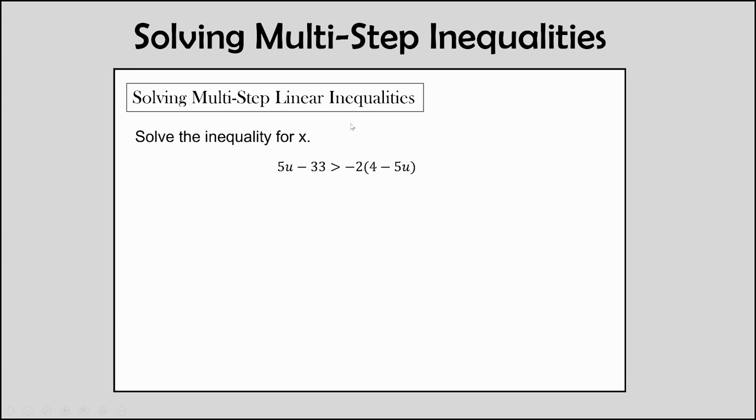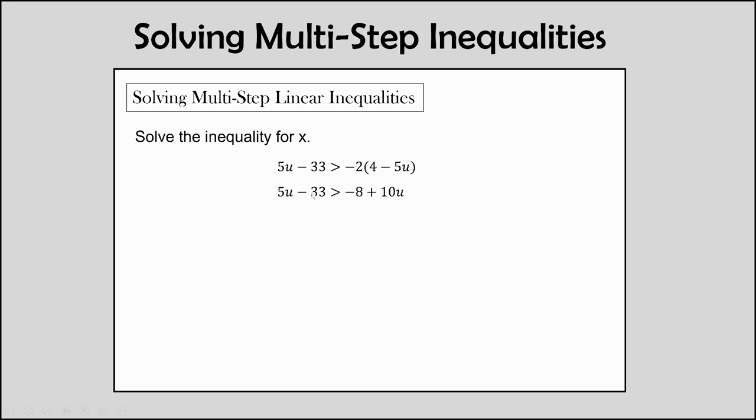Okay, this involves a little bit more. And this goes to the first step that I gave you for solving these. The first thing we need to do is simplify each side. So the left side is 5u minus 33. That's just 2 terms, and they're not like terms, so I can't do anything about that. Over here, I've got negative 2 times a quantity, 4 minus 5u. That means I can distribute to make this a little simpler, so I'll do that. Negative 2 times 4 is negative 8. Negative 2 times negative 5u is positive 10u, excuse me.